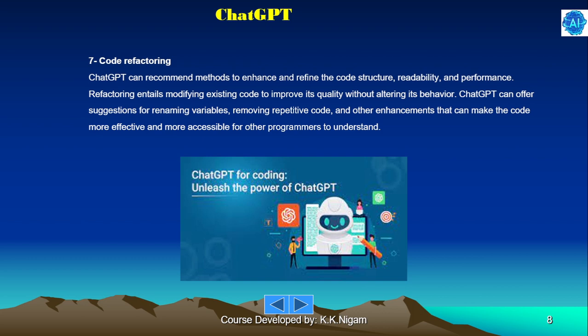Code refactoring. ChatGPT can recommend methods to enhance and refine the code structure, readability, and performance. Refactoring entails modifying existing code to improve its quality without altering its behavior. ChatGPT can offer suggestions for renaming variables, removing repetitive code, and other enhancements that can make the code more effective and more accessible for other programmers to understand.